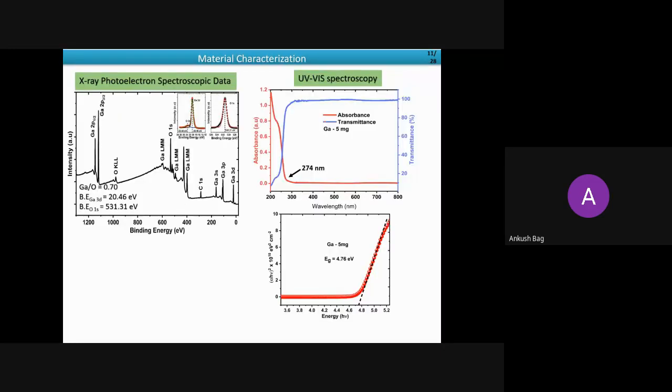So after confirming this very good beta phase gallium oxide layer, next we have done the UV visible. The first one is the XPS data, where we again confirmed the different materials present in the semiconducting layer. And the next material characterization result is the UV visible spectroscopy. From this UV visible spectroscopy, we can further confirm at which region this semiconductor will work, because you can see it has an absorption at 274 nanometer. So at this 274 nanometer, it will have absorption of your UV light or electromagnetic spectrum.